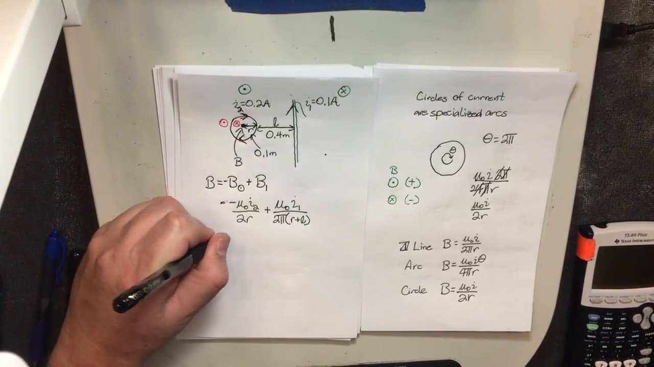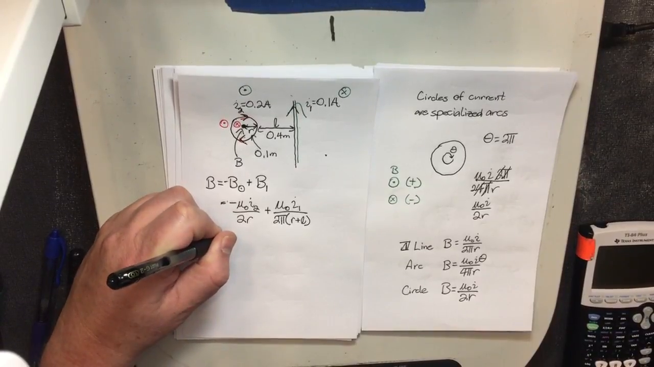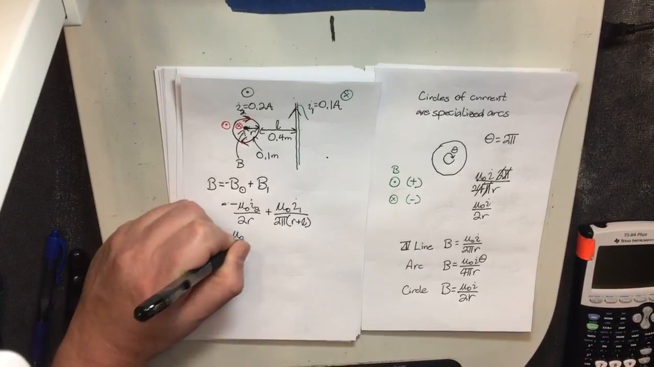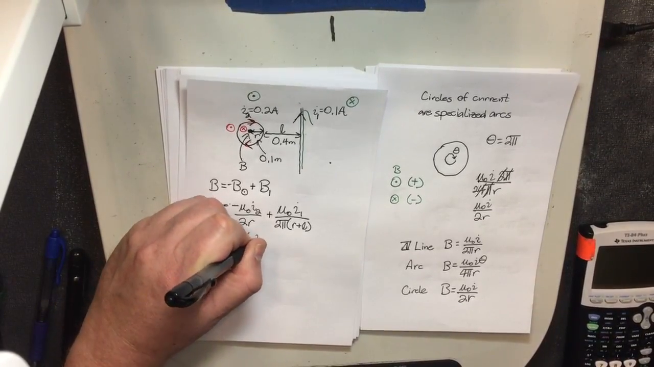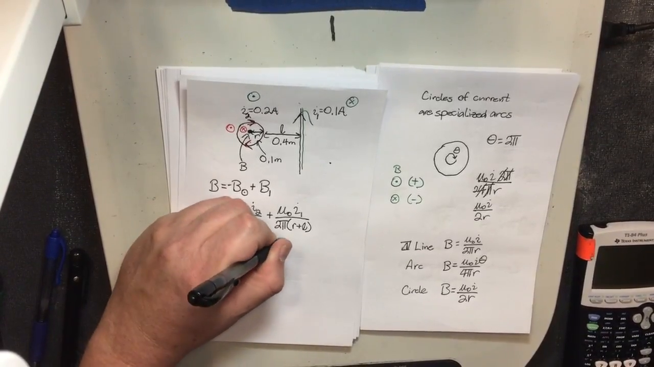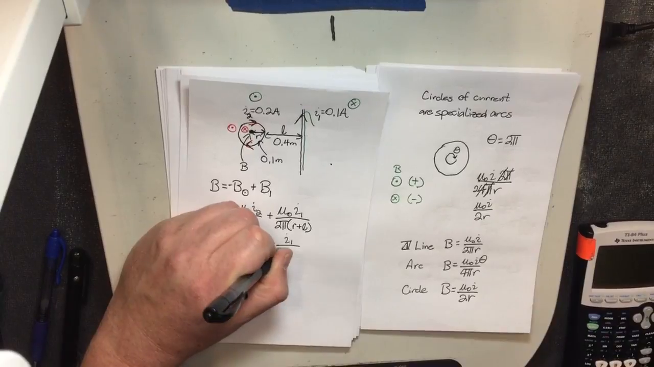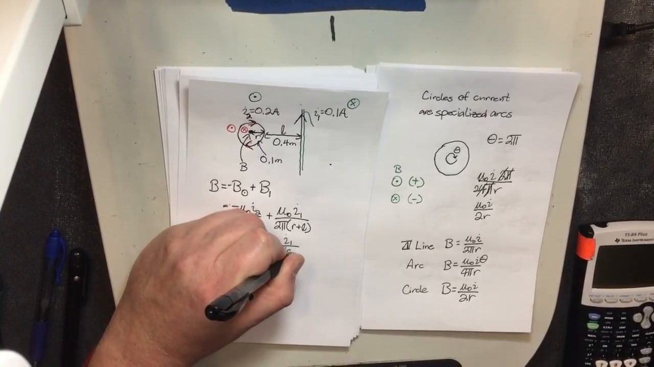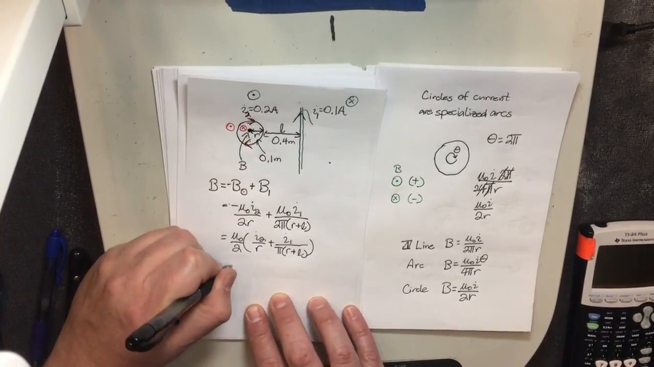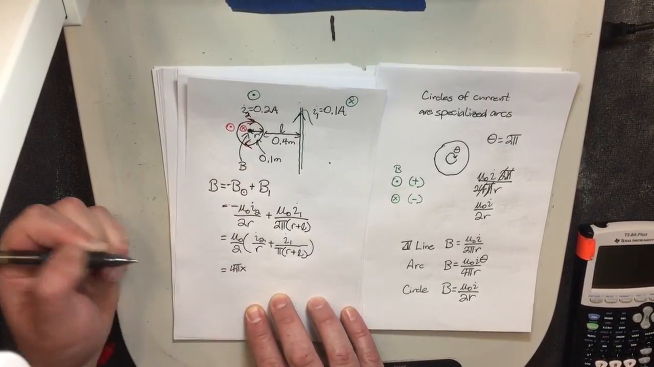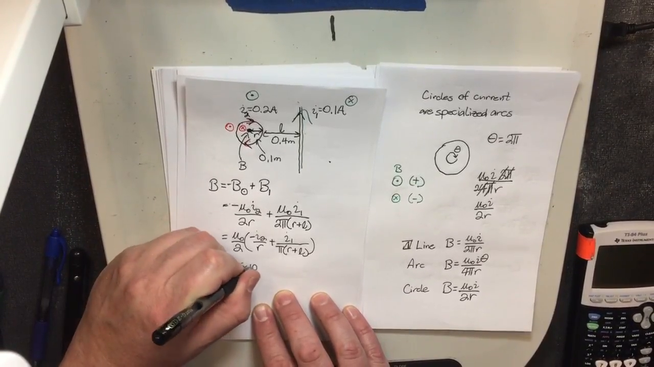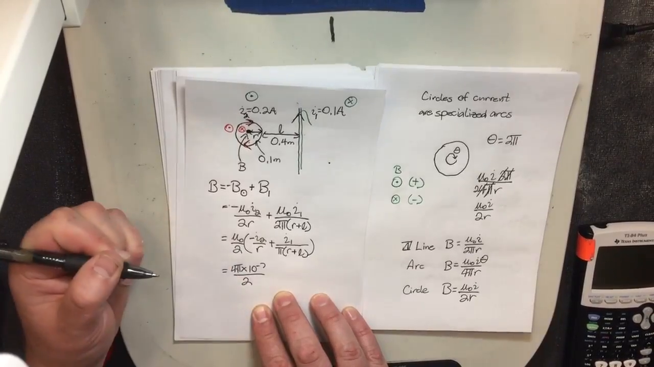Well, I would take out a mu naught and a 2. That makes it I2 over R plus I1 over pi (R plus L). So this becomes 4 pi times 10 to the negative 7 over 2.